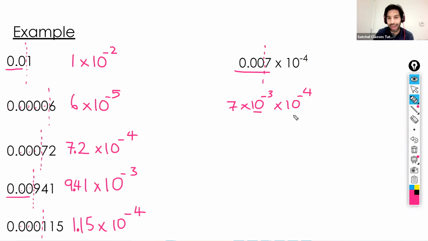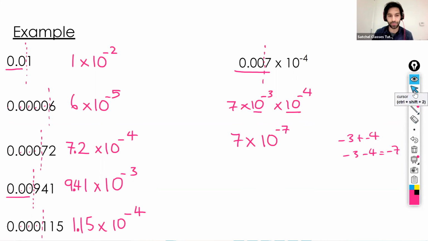And now notice we have the same bases here. So all we need to do is add the powers. So that's going to be 7 times 10 to the power of, now minus 3 plus minus 4 is the same as minus 3 minus 4, which will give us minus 7. So that's going to be 7 times 10 to the power of minus 7.